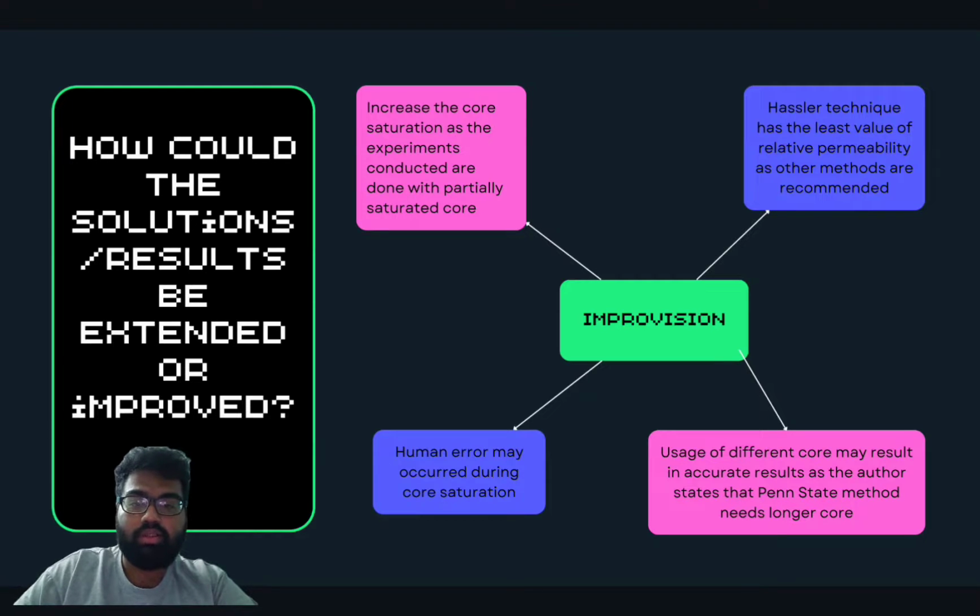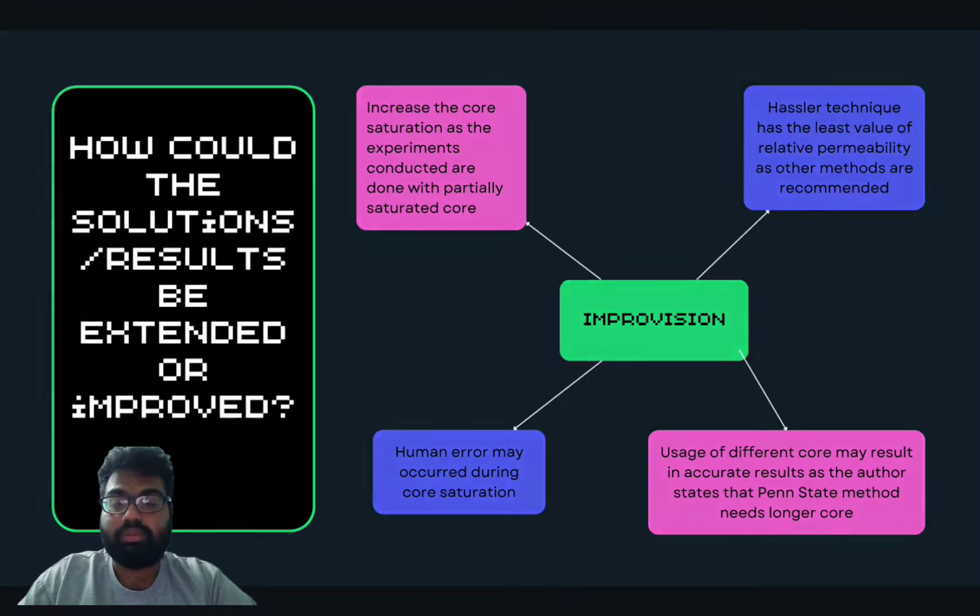First, increase the core saturation, as the experiment was conducted with a partially saturated core. Next, the Hassler technique has the least value of relative permeability, so other methods are highly recommended. Human error may occur during core saturation, and using different cores gives inaccurate results, as the author states that the Penn State method needs a longer core so that an optimum result could be obtained.